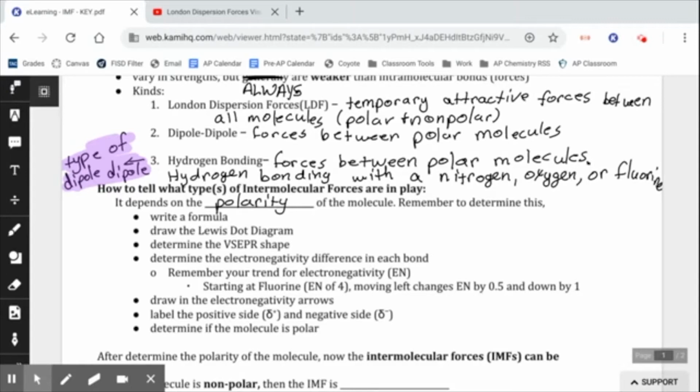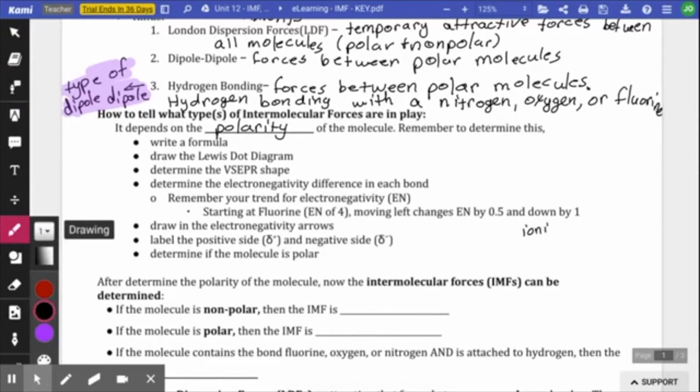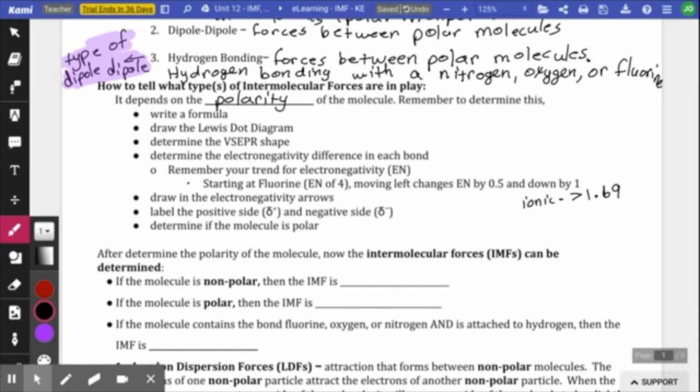draw your electronegativity arrows depending on what you've got. So remember with that, if it is ionic, which is a type of polar bond, you're going to have a difference of electronegativity greater than 1.69. So if you subtract fluorine and hydrogen, fluorine is a 4, hydrogen is a 2.1, their difference is 1.9, so that would be an ionic bond.